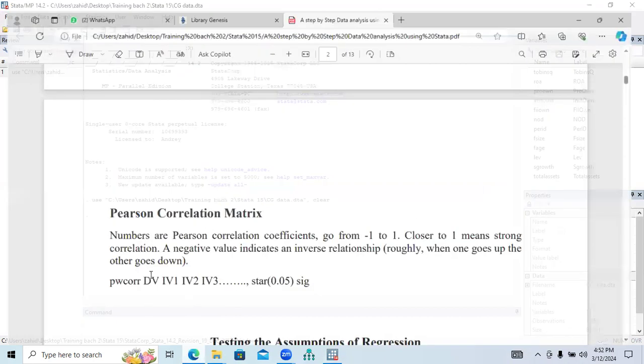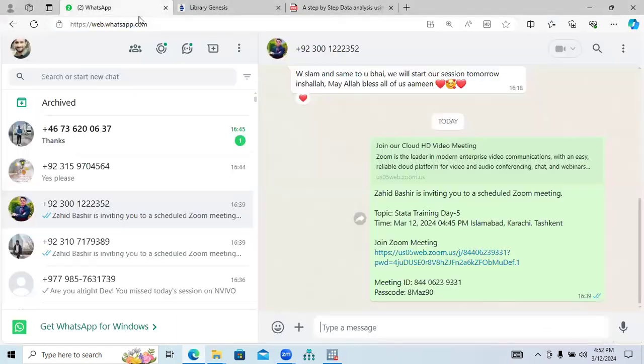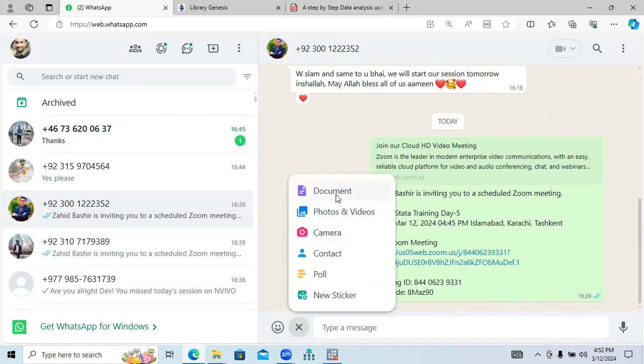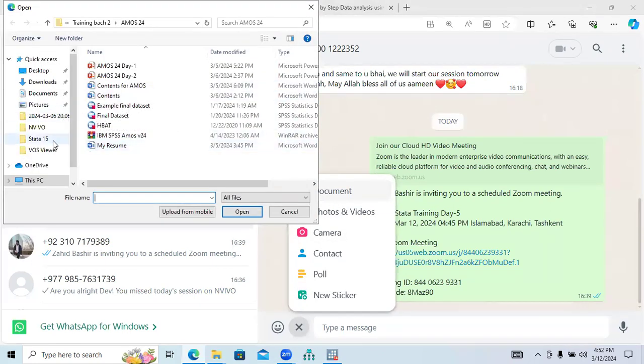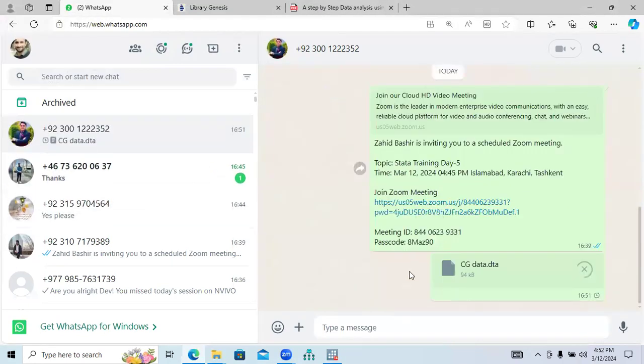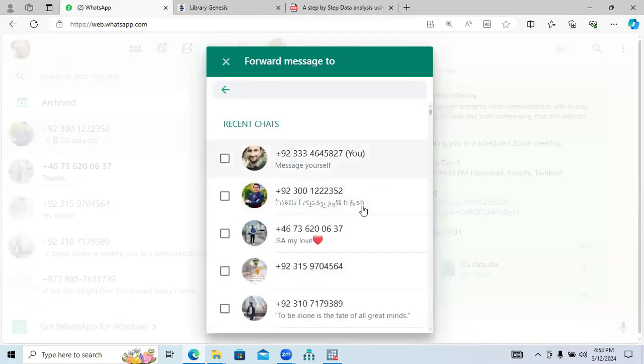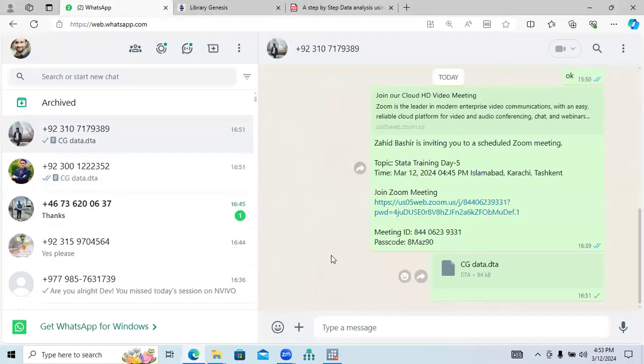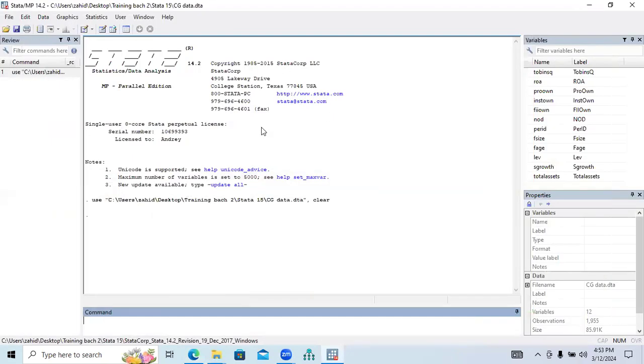So if you do not have this Stata file, I can share it with you. I would like to share it with Mr. Adnan also. Let me share this first, so that if you do not have this file, you can use it from here. And also share with Muhammad Waqar. Yes. So I have shared the file with both of you. You can open this file in order to practice with me.